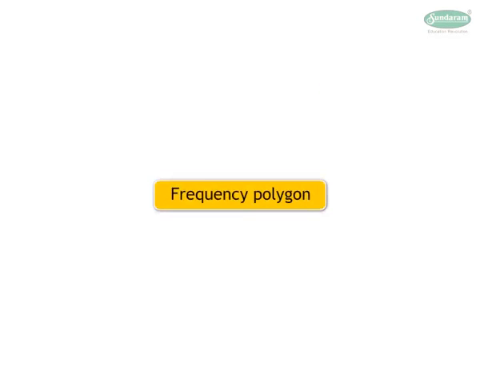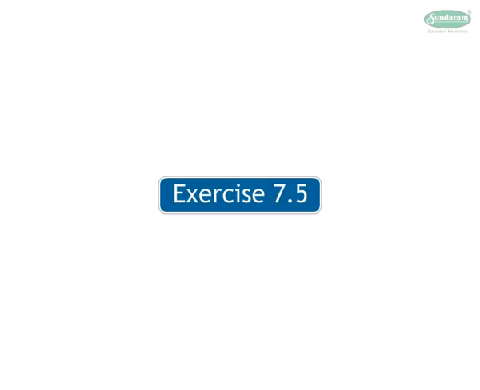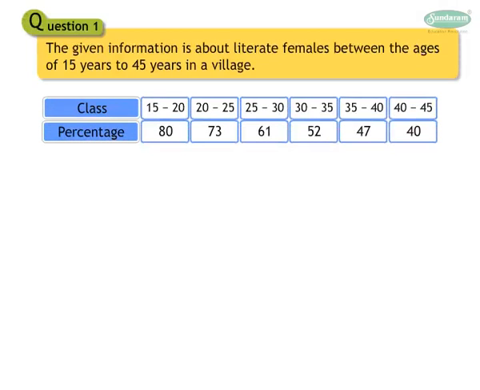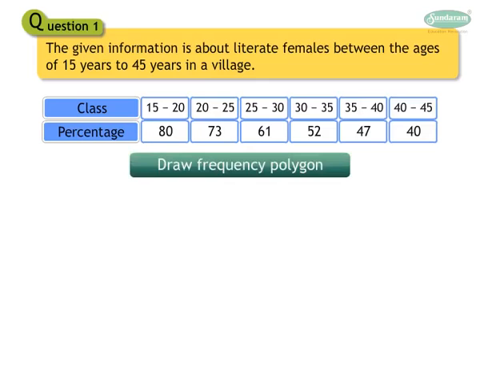Step 5. Construct the bars with class interval and the corresponding frequencies. Frequency polygon. Now let us learn how to draw frequency polygon. Let us solve first sum of exercise 7.5. Question 1. The given information is about literate females between the ages of 15 years to 45 years in a village. We are asked to draw a frequency polygon.